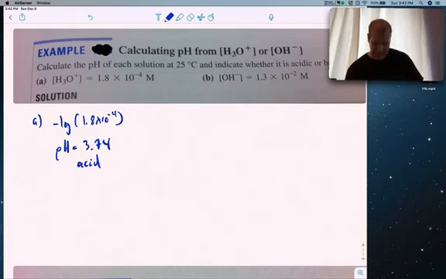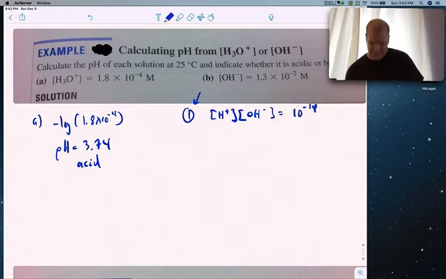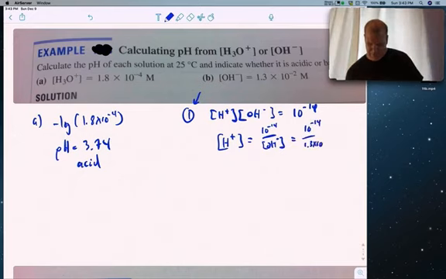The first way is to calculate the hydrogen ion concentration. The hydrogen ion concentration times the hydroxide ion concentration is 10 to the minus 14, which means the hydrogen ion concentration is equal to 10 to the minus 14 over the hydroxide ion concentration. So 10 to the minus 14 over 1.3 times 10 to the minus 2.